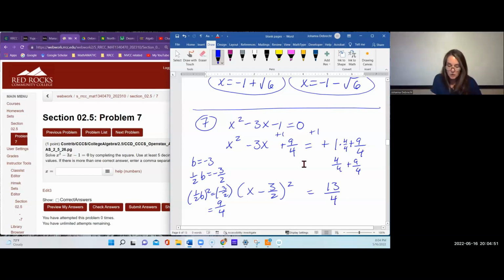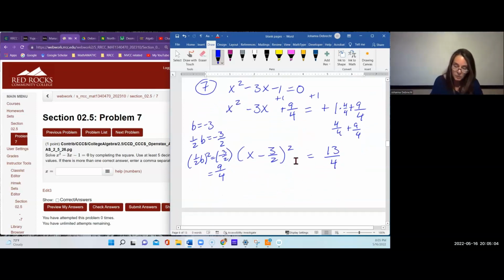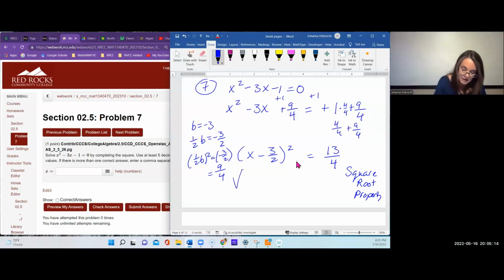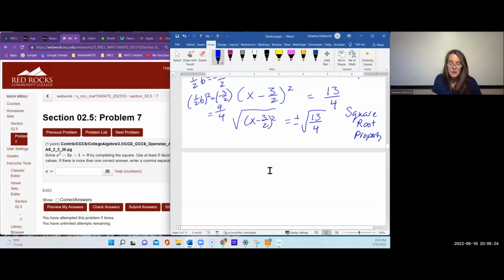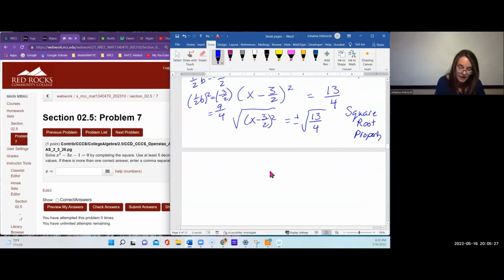The next step, of course, would be to apply the square root property. We've isolated a thing with a variable in it, and it's being squared. The other opposite side is just a number, so we apply the square root property. This is going to give us the square root of x minus 3/2 quantity squared, and plus or minus the square root of 13/4. We know that it will simply lift off the square on the left and leave us with x minus 3/2.